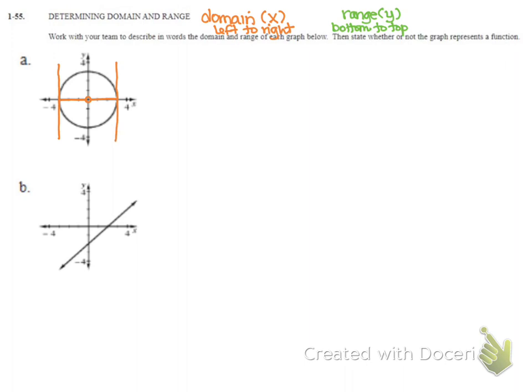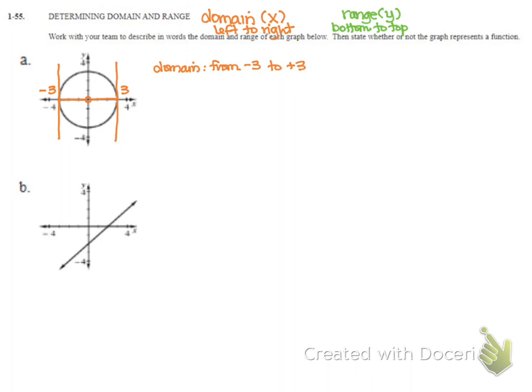Okay, so if I take a look at this, it kind of looks to me like we're at -3 over here, because I'm not quite at -4. I'm at -3 here, and I'm at +3 here. So I'm going to say that my domain is from -3 to +3.